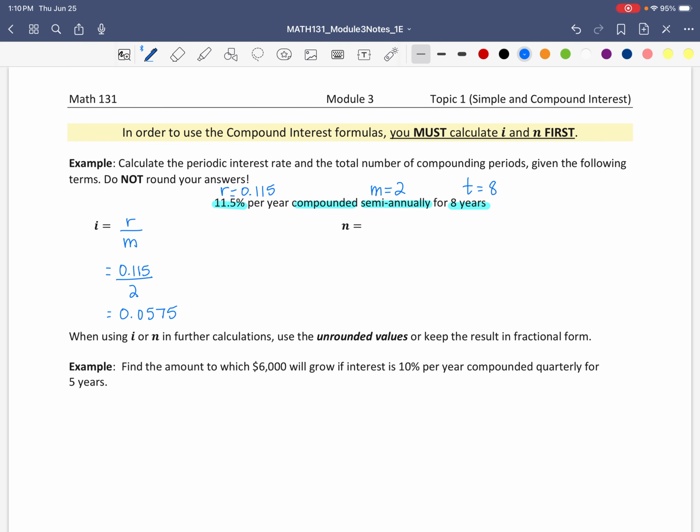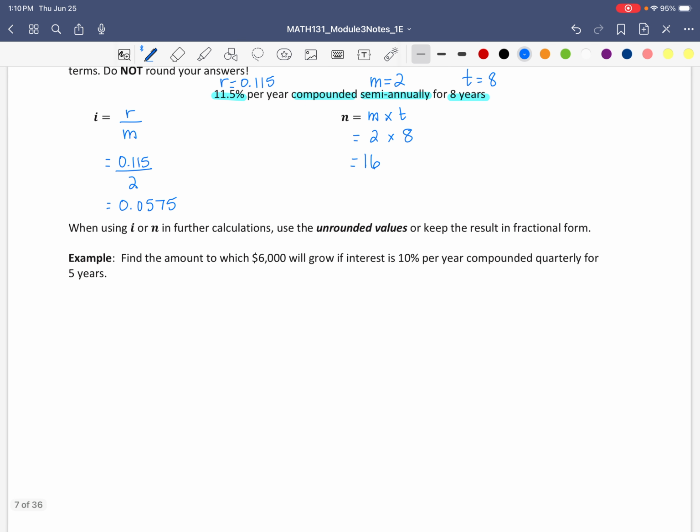Now, if we go to calculate N, we know that that's equal to M times T. So again, M is equal to 2, T is equal to 8, so our N value is 16. So in order to use the formula for future value, we need to come up with an I value and an N value first. So in using I or N in further calculation, we have to use the unrounded values. And sometimes that means using it potentially in fractional form.